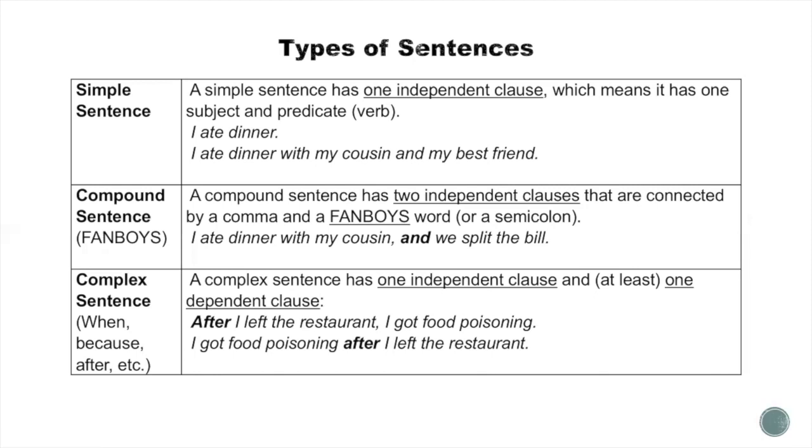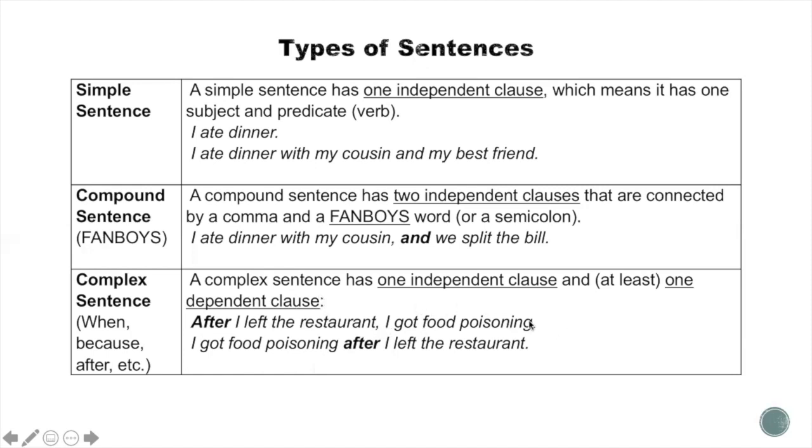And this is because we're taking two complete ideas and we're connecting them with a complex word like when, because, or after. After I left the restaurant, comma, I got food poisoning. Do you see how there's two ideas there? We could delete the word after, and we could write, I left the restaurant, period. I got food poisoning. But by using that word after, we're connecting these two ideas. After I left the restaurant, comma, I got food poisoning, right?